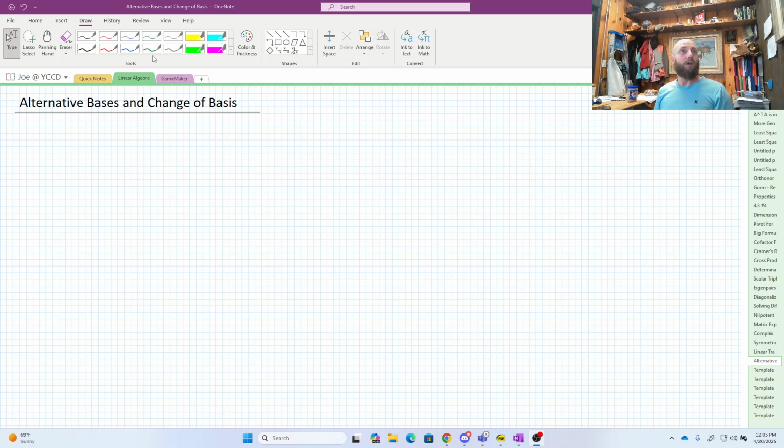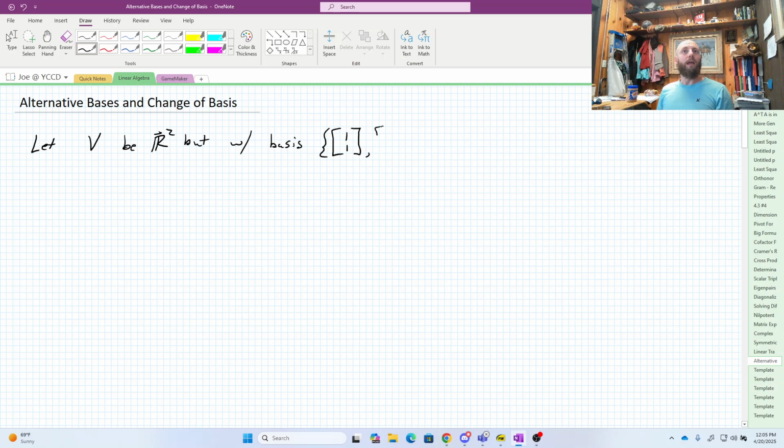Hey guys. So today we need to talk about alternative bases and change of basis formulas. To that end, let's make an example space. Let V be R2, but with a basis that's different than the usual. My basis for R2 right now is going to be (1, 1) and (-2, 2). There's nothing particularly special about this. This was just me picking a couple of random things.